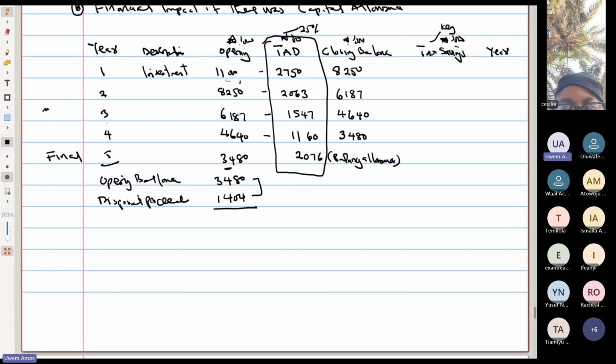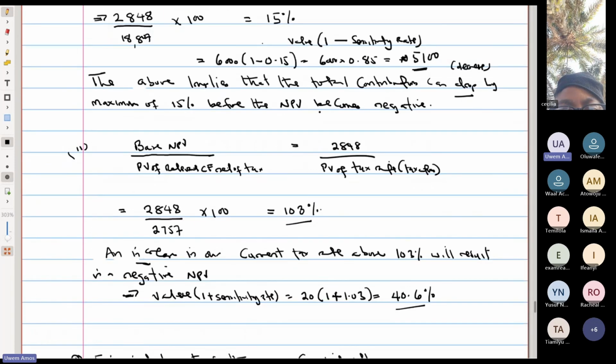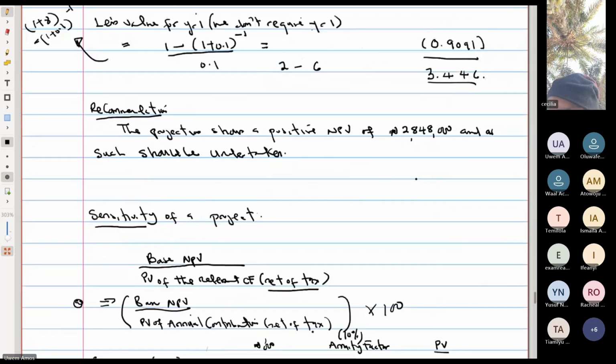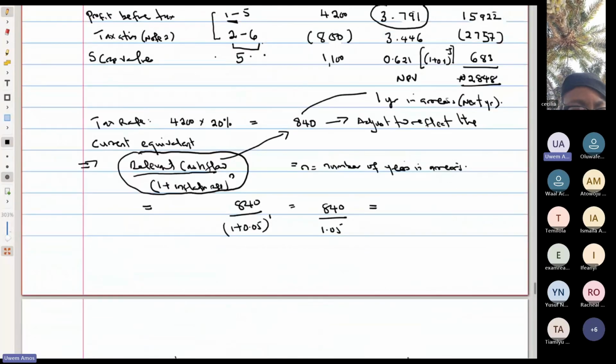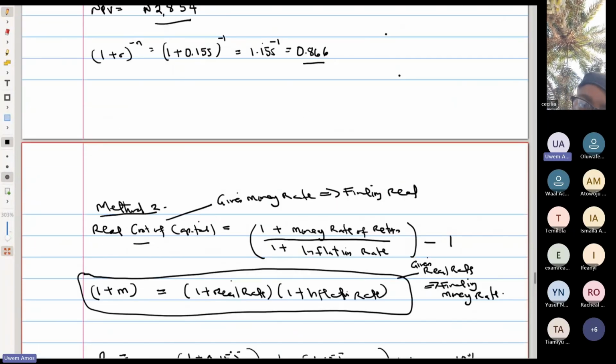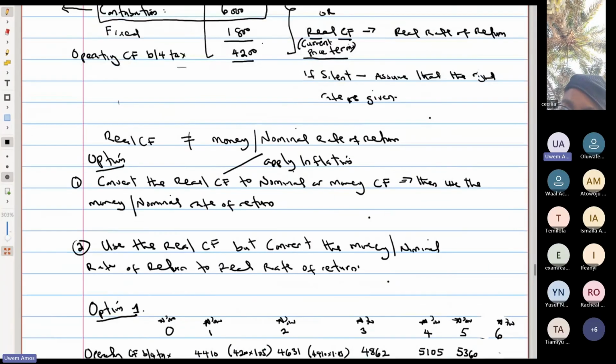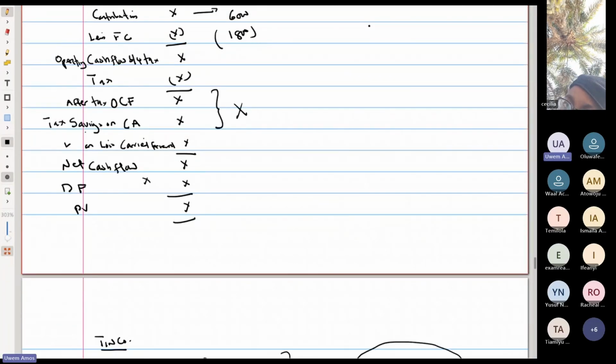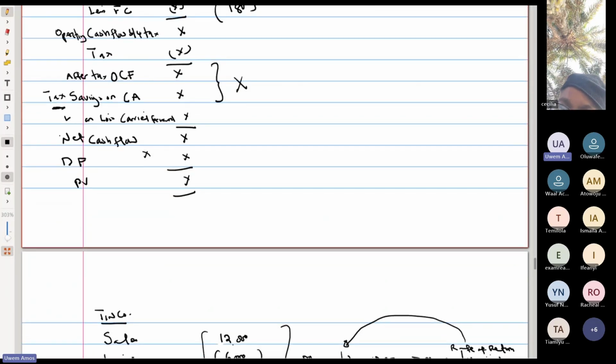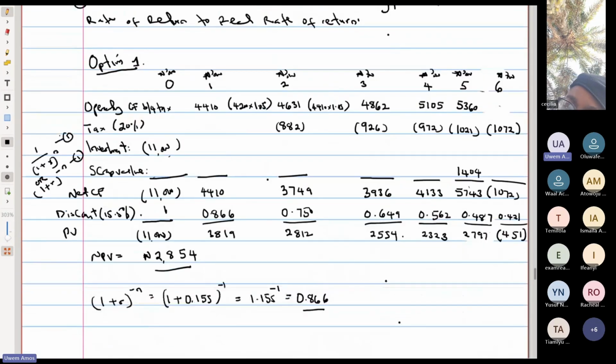However, what we're interested in in our format is not the tax written down value. Let's go to our format quickly. What we're interested in, based on our presentation format, is the tax savings: the tax savings on the capital allowance, the tax savings on the written down value.